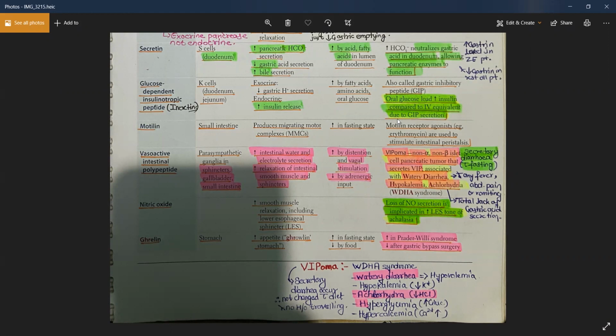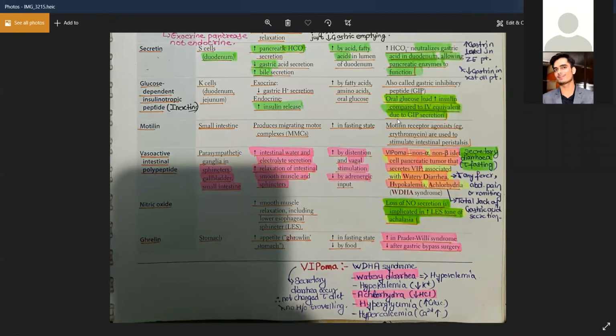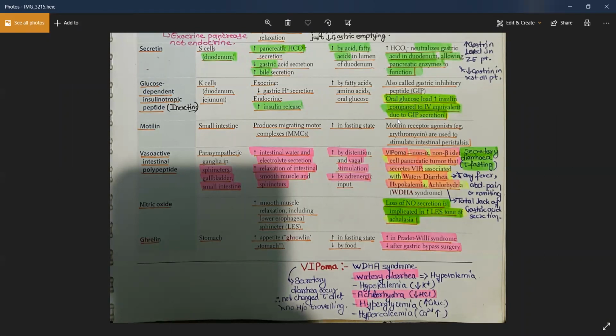So if Step 1 asks you why on oral glucose you're having more insulin than with IV glucose, it is because of the GLPs and GIPs. Very important. GIP and GLP are kind of different; their function is kind of the same, but structures are different.